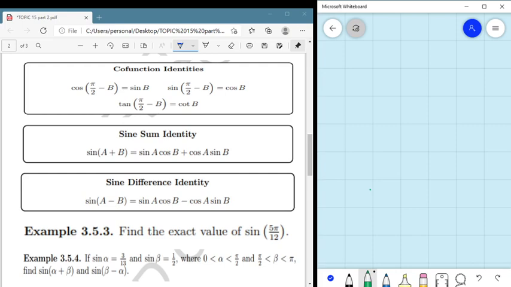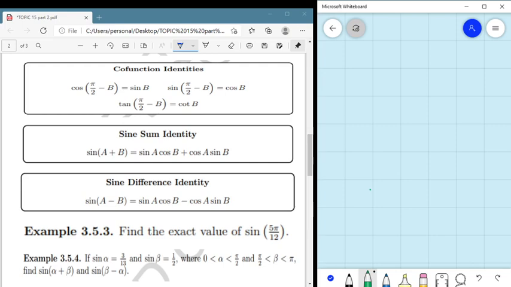So we have the sine sum identity. If we are going to get the value of sine of A plus B, it is the same as sine A cosine B plus cosine A sine B. Whereas for the difference, sine of A minus B is the same as sine A cosine B minus cosine A sine B.